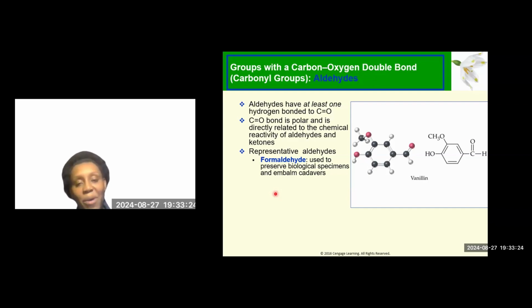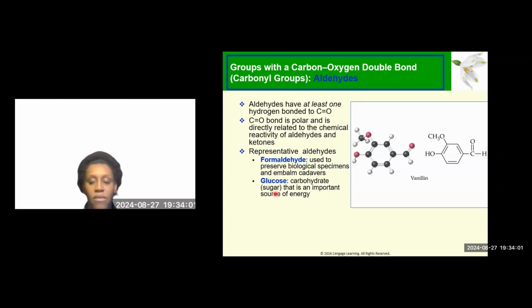Now, of course, for those who know anything about biological specimens or embalming, you've heard of formaldehyde. That's that lovely smell that you smell when you're downstairs in Cooper Complex by the gross lab. So formaldehyde is the simplest form of an aldehyde. So we also have glucose, which is a carbohydrate. And that is an important source of energy. So glucose is actually a version of an aldehyde. Okay. And so we can see that aldehydes can range in their characteristics.